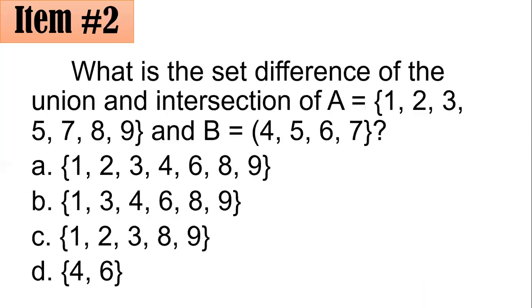Number 2. What is the set difference of the union and intersection of A with elements 1, 2, 3, 5, 7, 8, and 9, and set B with elements 4, 5, 6, and 7? Is it A, B, C, or D? We will see.